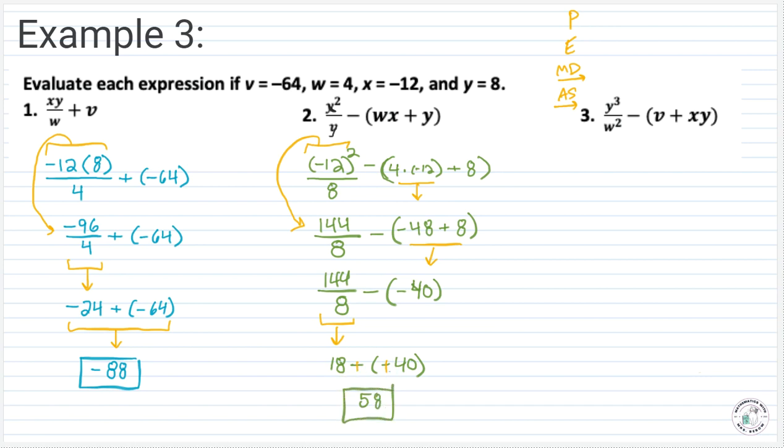All right, so one more example on this slide. We have y to the third divided by w squared minus, and then in parentheses, v plus x times y. So y to the third, we're going to have 8 to the third.